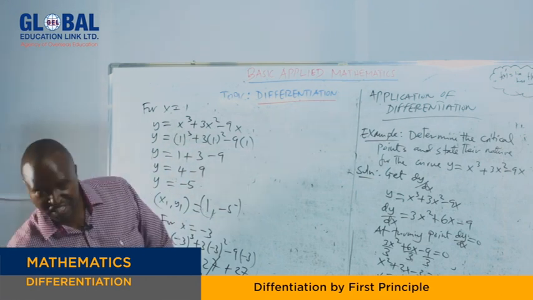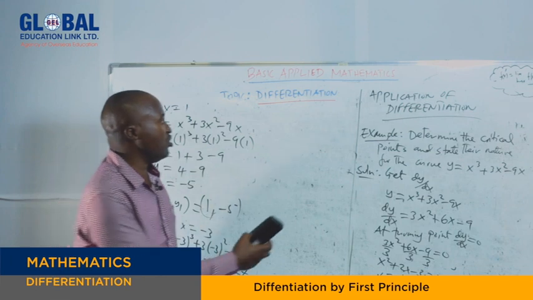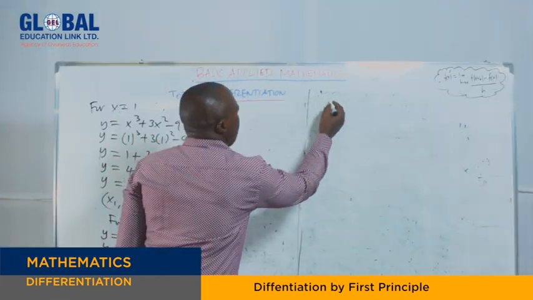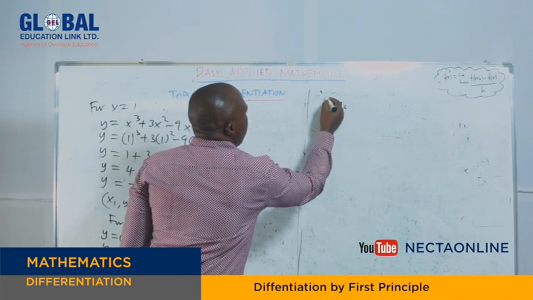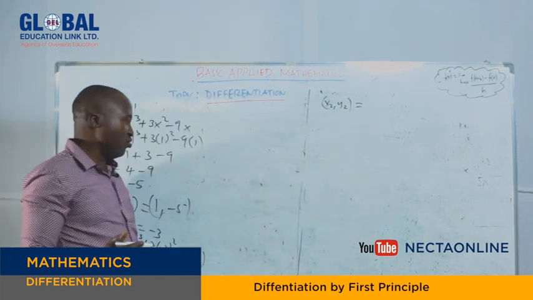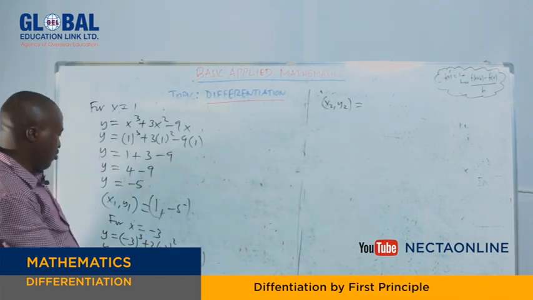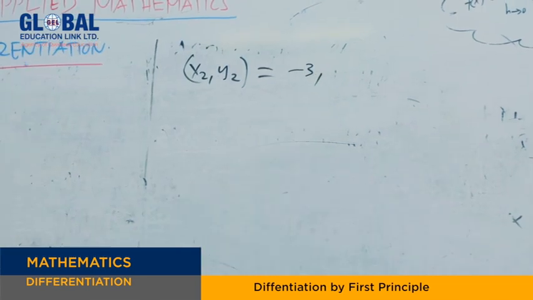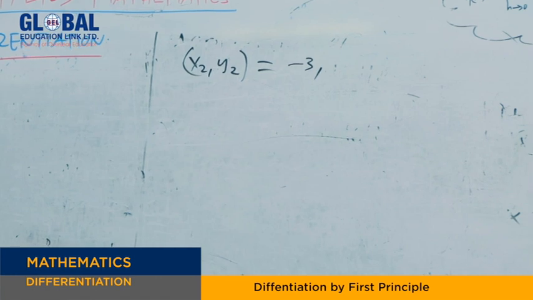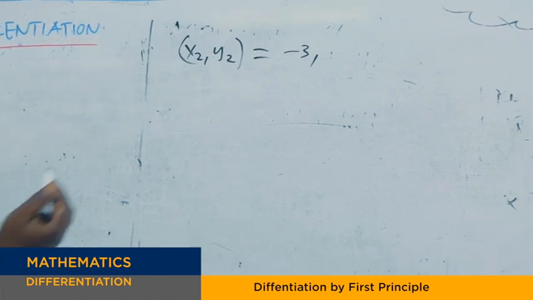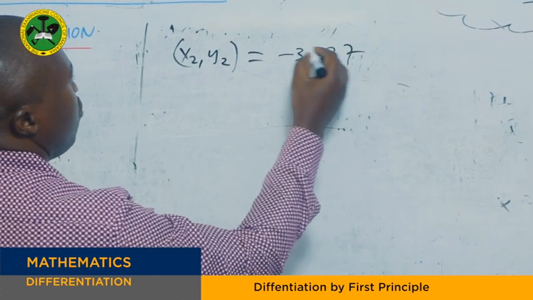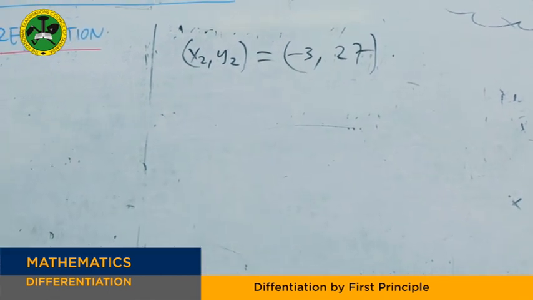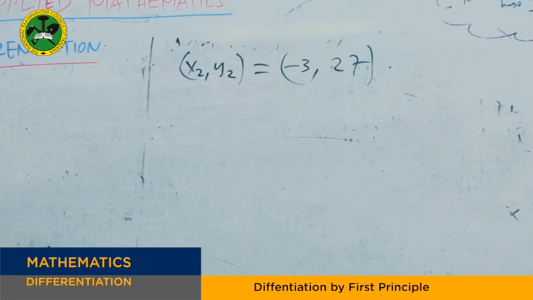Now, my dear student, we have the second turning point. You can call it x2, y2, where the value of x was negative 3. So here we have negative 3, comma, the value of y is equal to 27. That means we have 2 points, and we are going to test them.